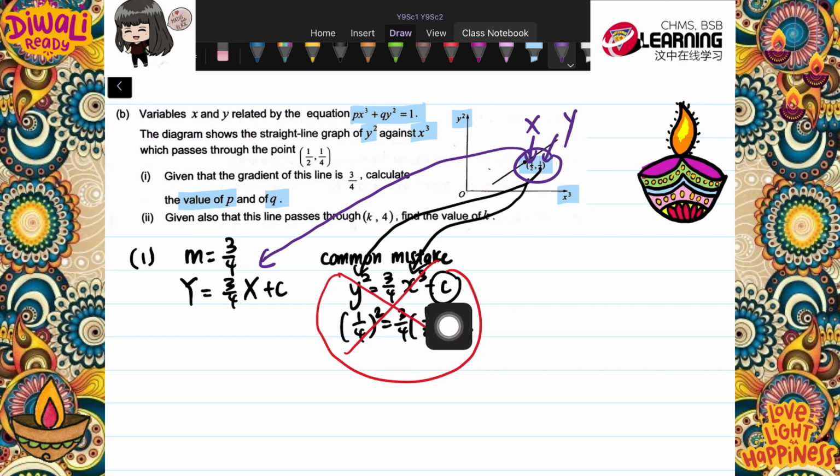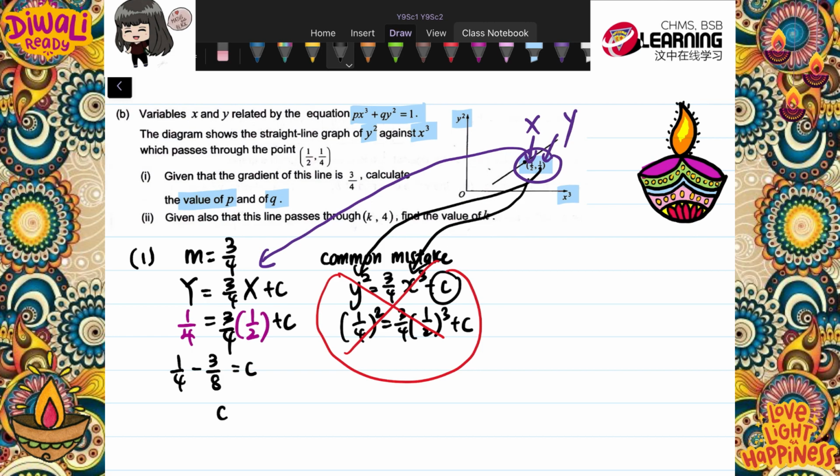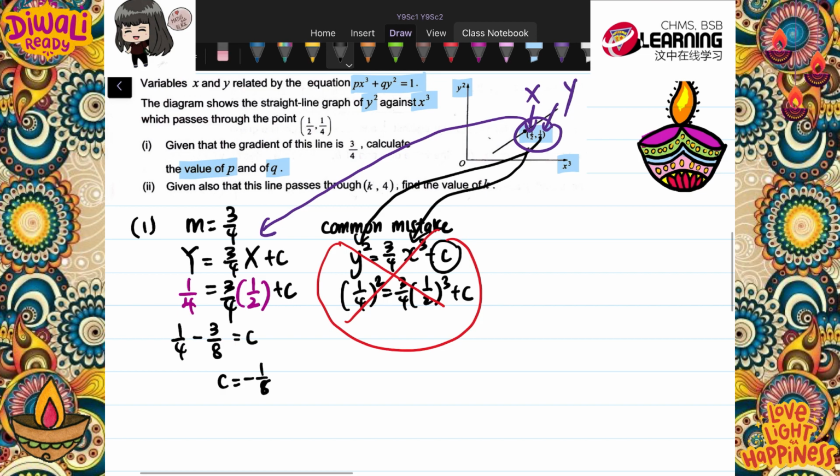So when you sub in here, it means you thought this half and 1 over 4 is small x and small y. So it's wrong. I'm showing it here to show you that it's wrong. So I sub in here, 3 over 4, my big X is half, plus C. So I find my C here, 1 over 4 minus 3 over 8. So my C is negative 1 over 8. Big Y equals 3 over 4 big X minus 1 over 8.